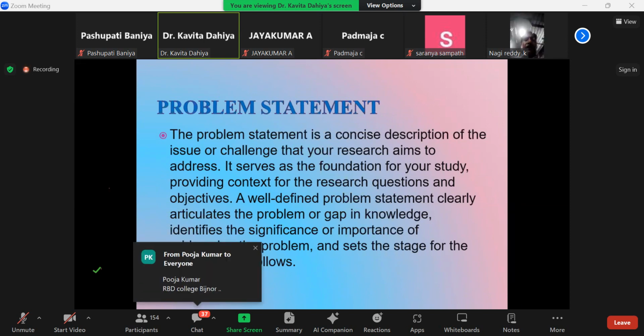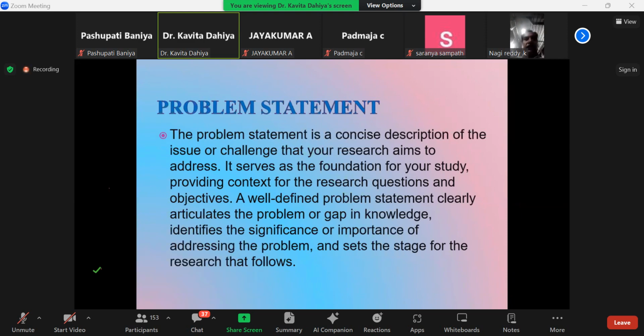Yes, this is the problem statement, which gives the foundation or base to your study, providing the context of the research question and objectives. A well-defined problem statement clearly articulates the problem and the gap in the knowledge, identifies the significance or importance of the problem, and assists you in setting out the stage of the research that needs to be followed.